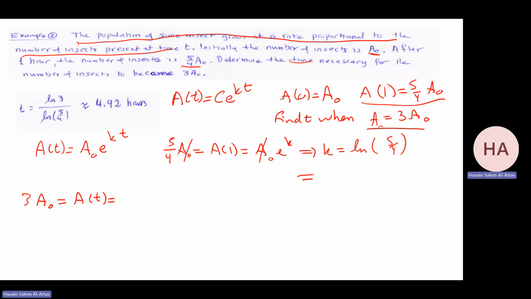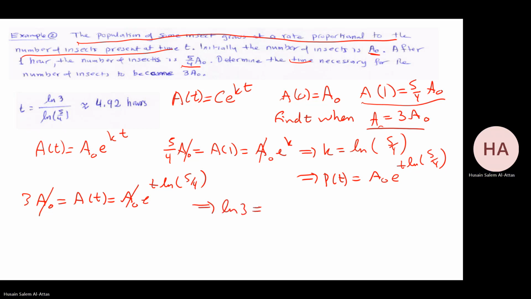By the way, what will be A of t here? I'll plug in k. So I have A0 e to the power t ln 5/4, and 3A0 equals that. A0 cancelled. So t is what? Take ln. Let me do it in steps. So I have ln 3 equals t ln 5/4. So t will be ln 3 over ln 5/4.